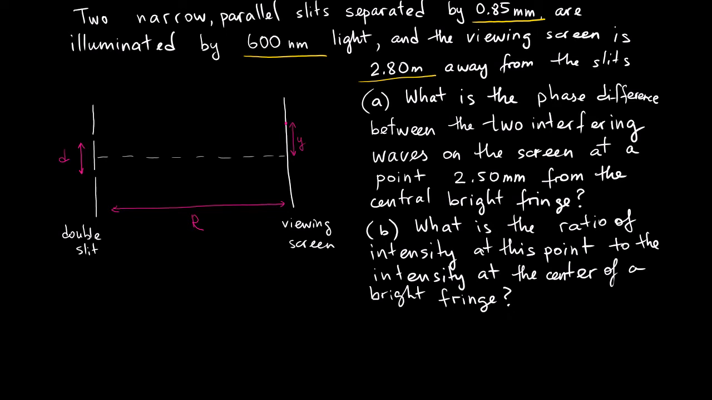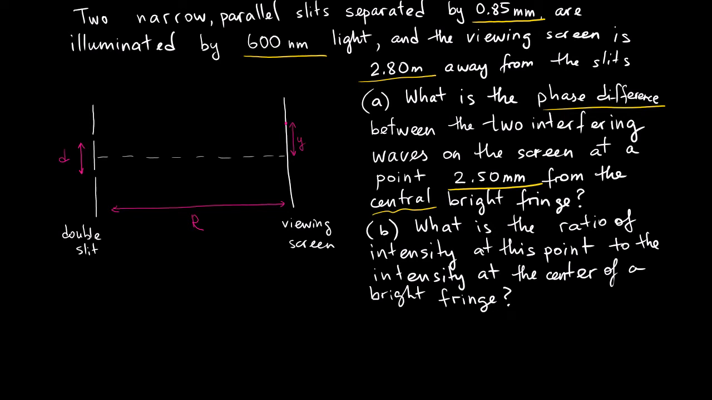What is the phase difference between the two interfering waves on the screen at the point 2.50 millimeters from the central bright fringe? Second, what is the ratio of intensity at this point to the intensity at the center of a bright fringe? Well, let's start by pulling out the information in this problem and organizing it in a data chart.